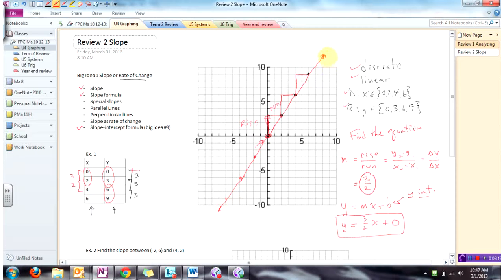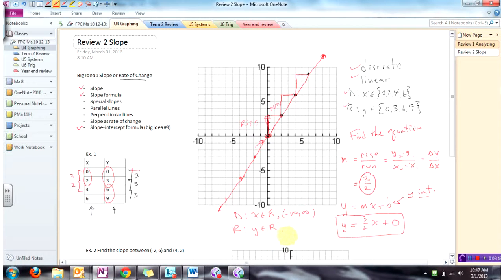You need the arrows on the end because now it's no longer discrete. It's continuous, it's linear, and now the domain and range would actually change. Domain and range now would be a set of all real numbers. And so now that it's linear, the domain would be x. It's a set of all real numbers, or if you remember, from negative infinity to positive infinity. Same with the range.